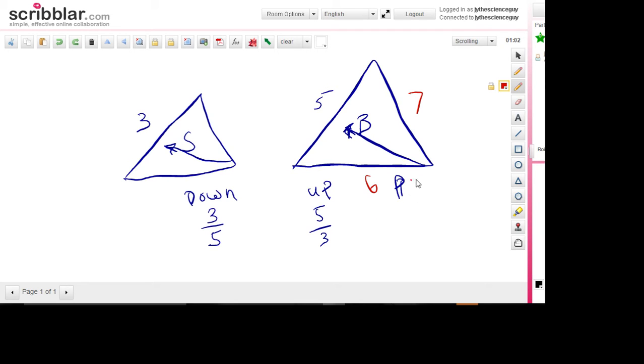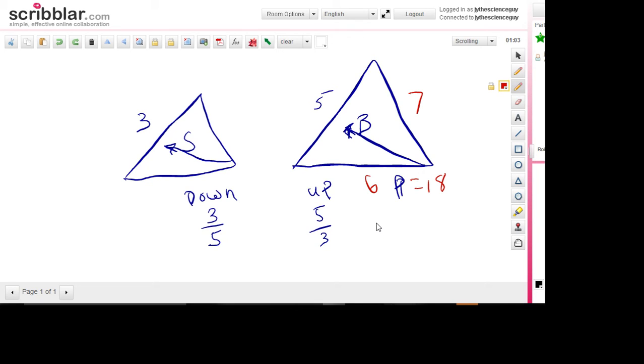18, good. So the perimeter is equal to 18. Now, if I'm going from this triangle to that triangle, do I scale up or down? Am I trying to make it bigger or smaller? Down. I'm scaling down. So I'm going to take this number and multiply it by that scale factor because it's going to make the number smaller.